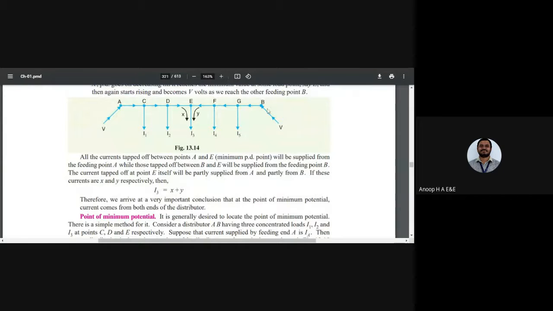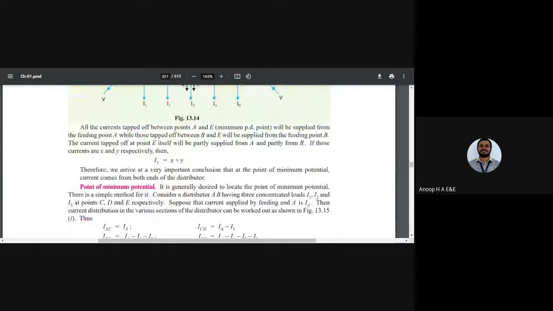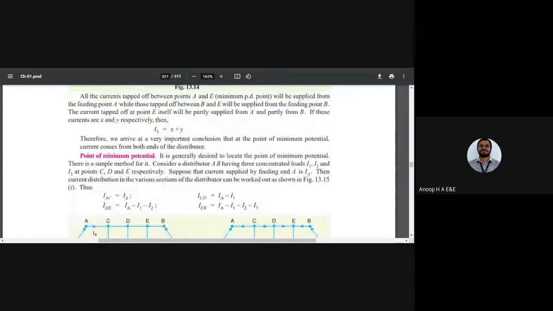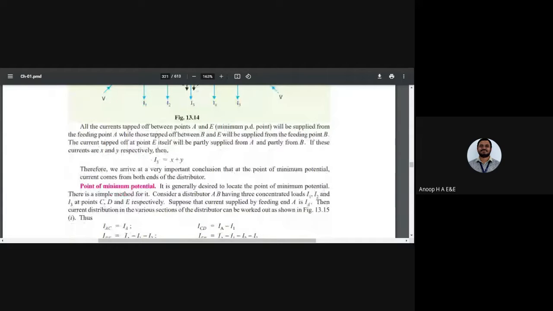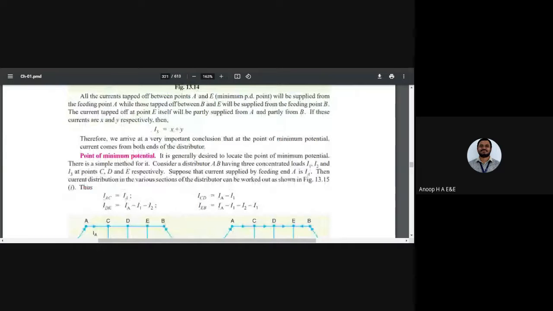Similarly, the total current in the other sections is Y. You have sections BG, GF, and FE, and that is taken as Y. Fine with that. I have a current I3 which is the sum of currents X and Y, that is X plus Y, taken as I3. Therefore, you have a point E taken as the minimum potential, and current comes from both ends of the distributor. Is that right?